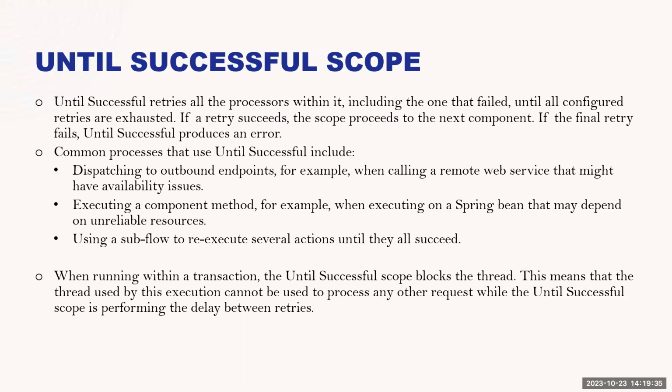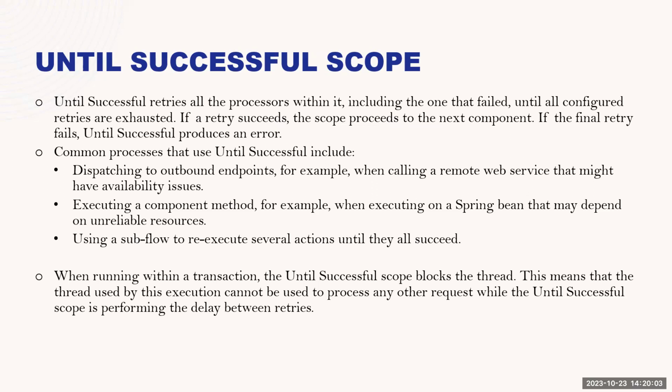So the most common processes that use Until Successful include dispatching to outbound endpoints, calling a remote web service that might have availability issues, executing a component method, for example, when executing on a Spring Bean that may depend on unreliable sources, and using a subflow to re-execute several actions until they all succeed.